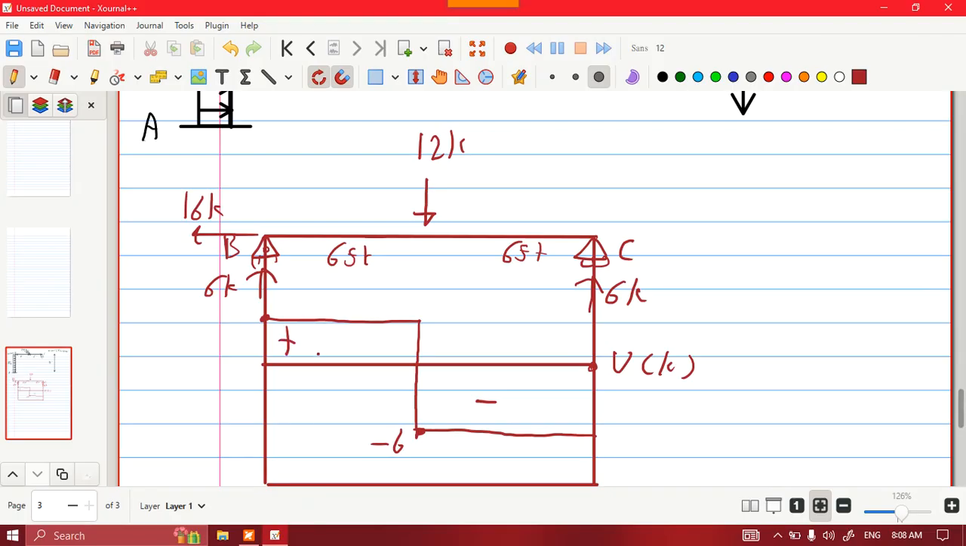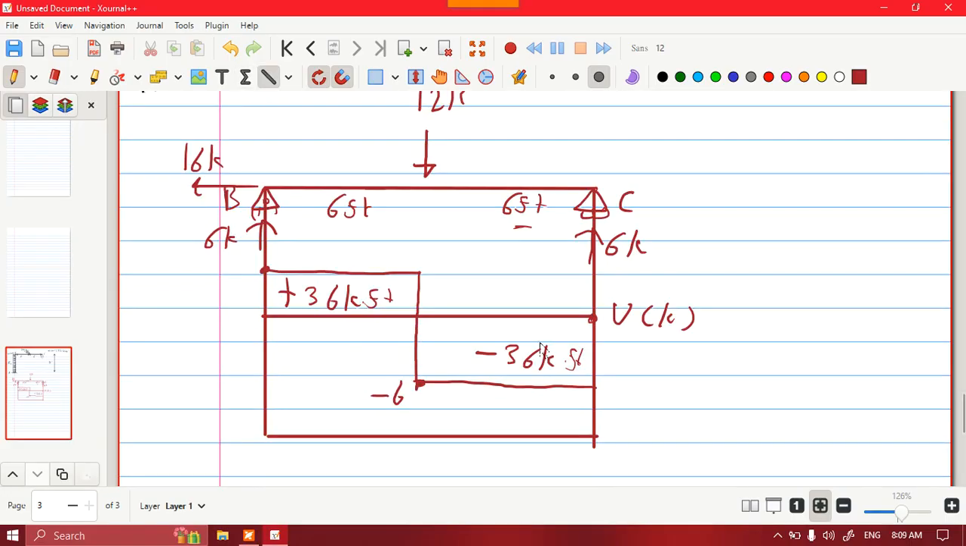In order to draw the moment diagram, we have to find the moment. In order to find the moment, we have to take the area of the shear. As you can see, the moment is the integration of the shear diagram. This area is 6 times 6 over 2. 6, oh, not over 2. 6 times 6, which is 36 kip-feet. In the same manner, minus 6 times 6, which is minus 36 kip-feet.